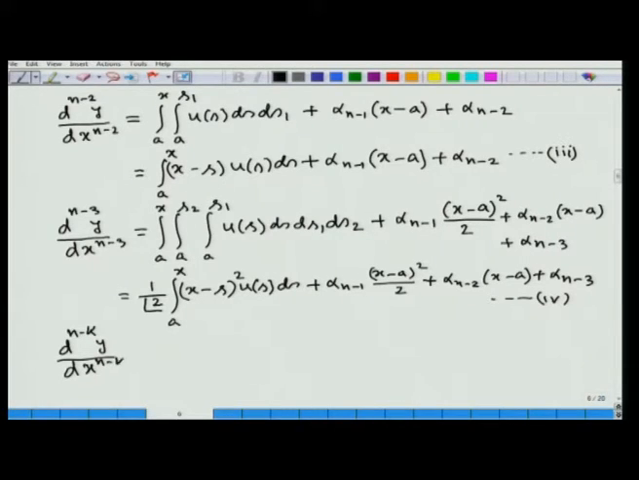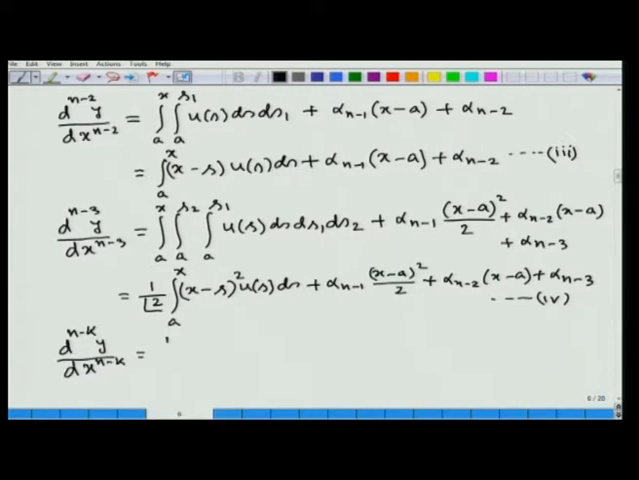So, that means at the kth step we can find this result, d n minus k y by dx n minus k. Now just try to understand: when 3 is here, that is n minus 3, we have 1 by factorial 2 and x minus s whole square. When this is n minus 2, 2 is here, so this is only 1 by factorial 1, we can assume this expression as 1 by factorial 1 into x minus s whole to the power 1.